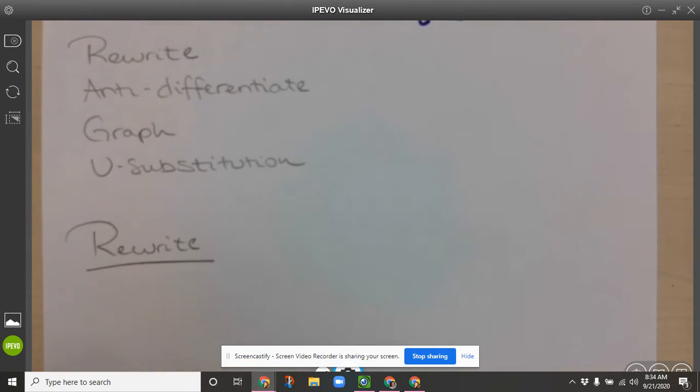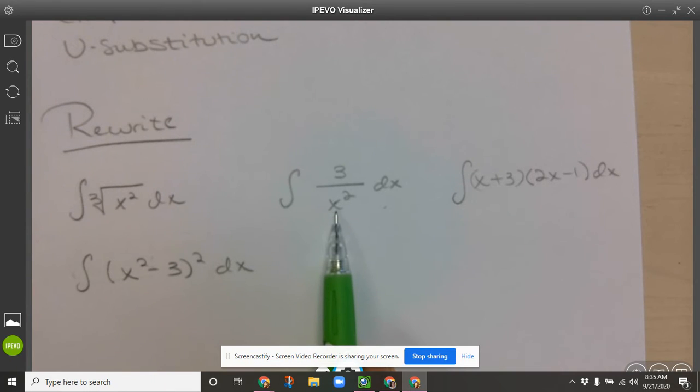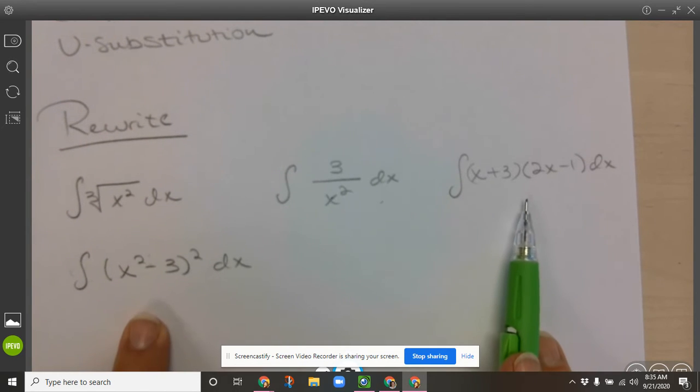And integrals that we need to rewrite, there's some different kinds. Whenever we have a radical, we know that we need to rewrite that as a fraction exponent. When we have x to a power other than 1 in our denominator, we need to rewrite that as a negative exponent. And sometimes we need to rewrite just using algebra, as in these last two examples.